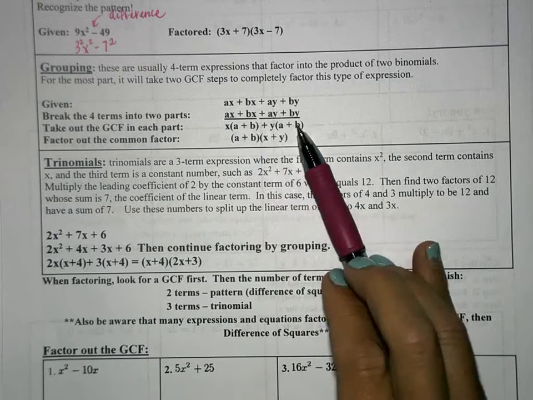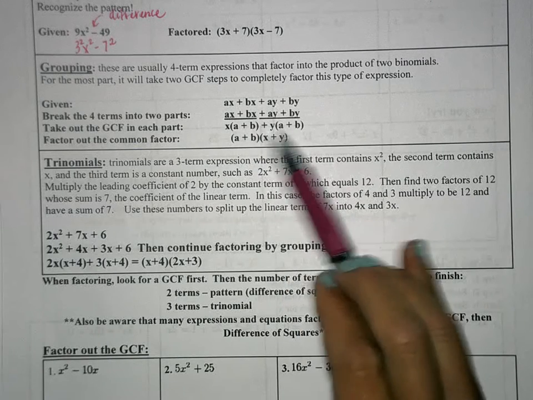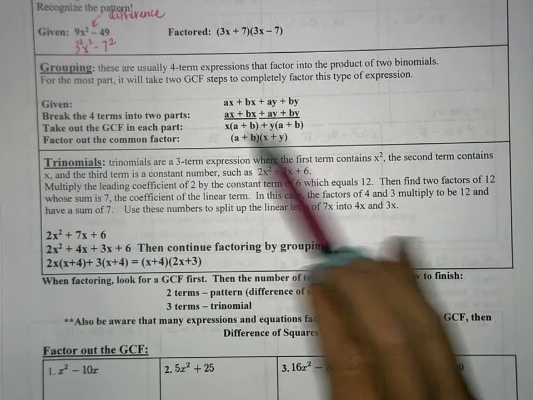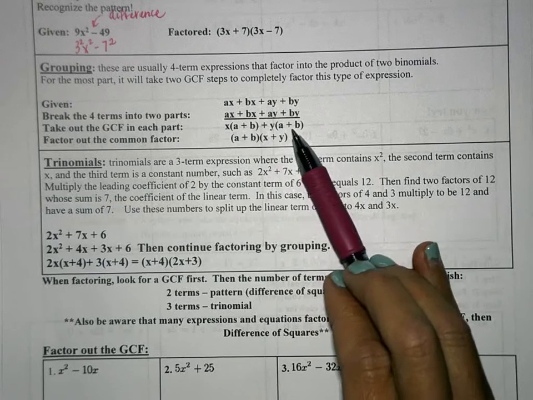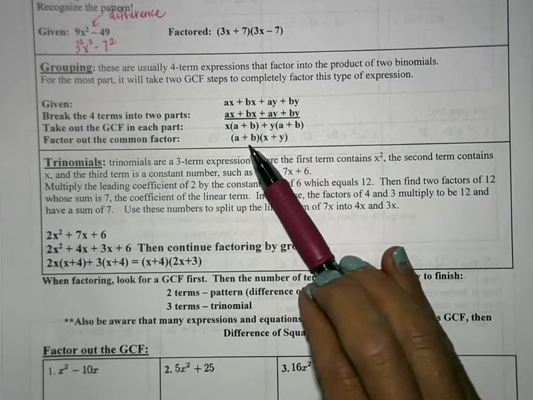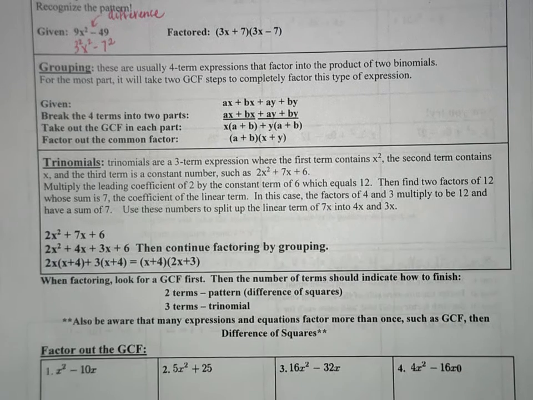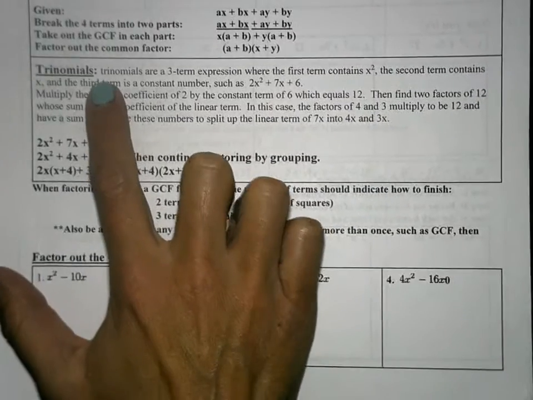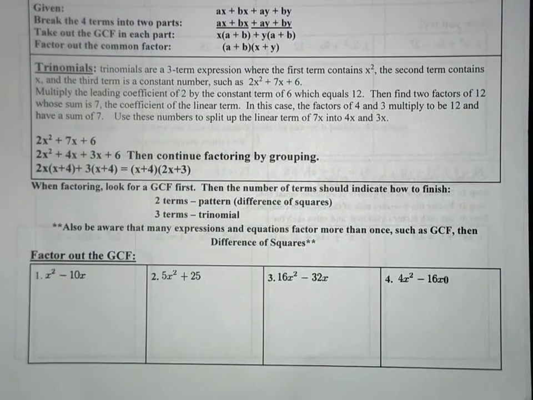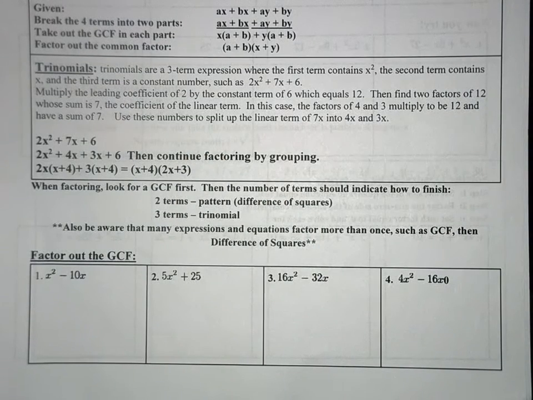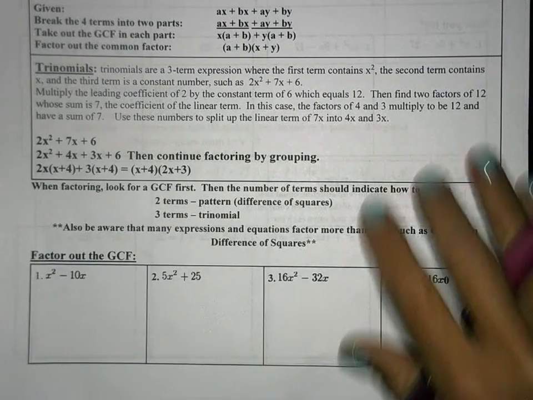These parentheses have to match. You are now taking out the GCF a plus b, because they both have a plus b. So you take out the a plus b, and you're left with x plus y, and that is in the factored form. Pretty much, and as we go on to trinomials, we are going to end up changing these into grouping.